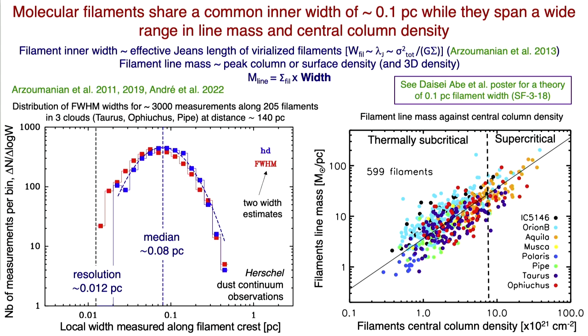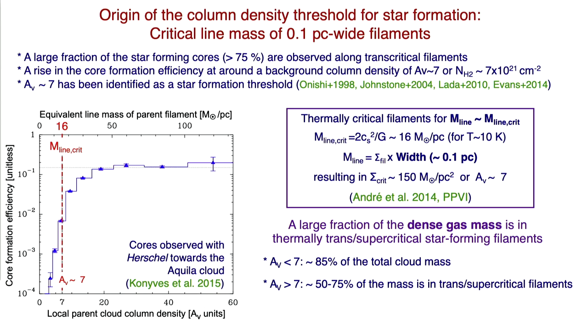And the fact that these filaments have a uniform width, with a value of 0.1 parsec, may have implications for our understanding of the column density threshold for star formation. Here on this plot, I show the core formation efficiency, which is the mass within the cores divided by the mass within the cloud at different column densities in the cloud. Since most of the cores form along filaments, the background column density of the cores corresponds to the column density of the filament.